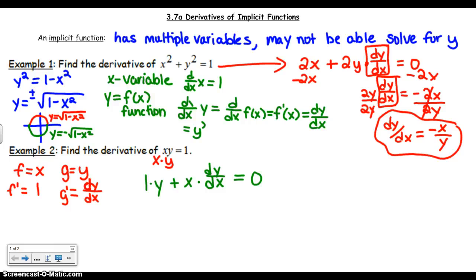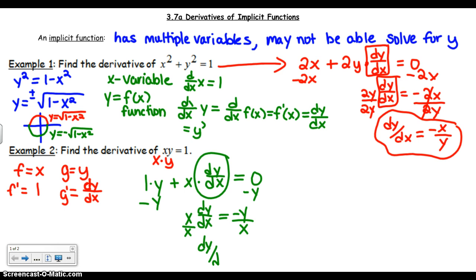So again, the biggest thing that people forget when they're doing implicit differentiation is that x times y has to be solved with the product rule. And then the goal is always to get the dy dx by itself. So I'm going to minus the y to the other side. So I have x dy dx equals negative y, and then I'm going to divide this x over. So dy over dx is equal to negative y over x.